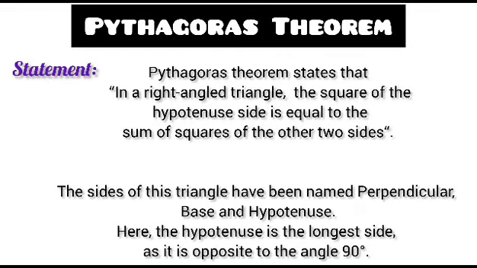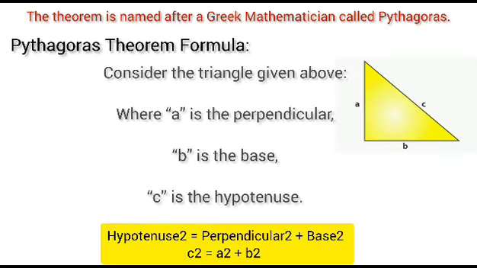Statement: Pythagoras theorem states that in a right angle triangle, the square of hypotenuse is equal to the sum of squares on the other two sides. The sides of this triangle have been named perpendicular, base, and hypotenuse. Here, hypotenuse is the longest side and it is opposite to the angle of 90 degrees. This theorem is named after a Greek mathematician called Pythagoras.